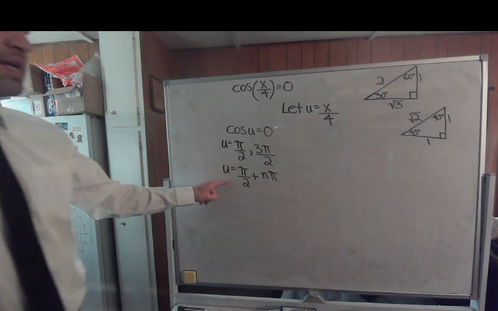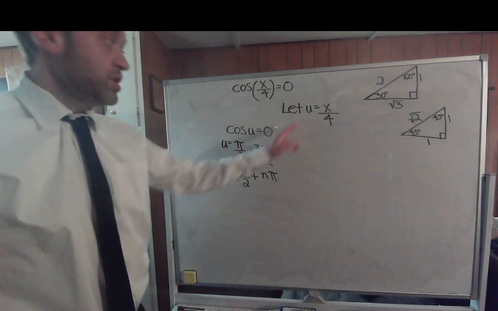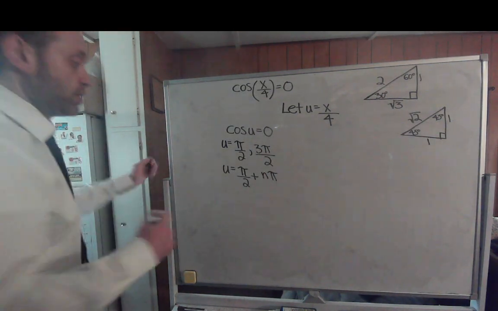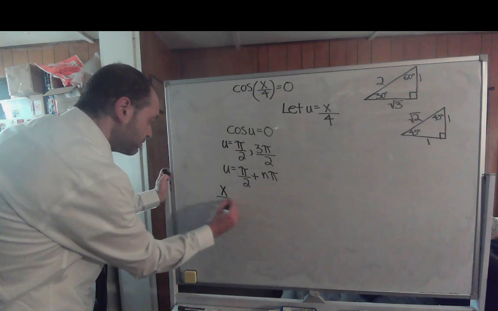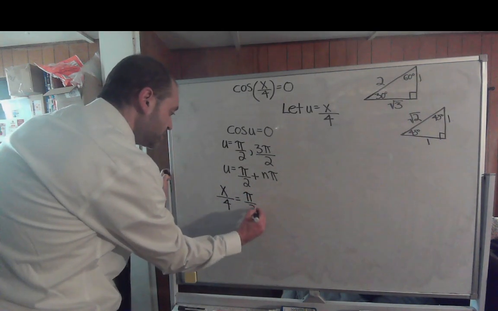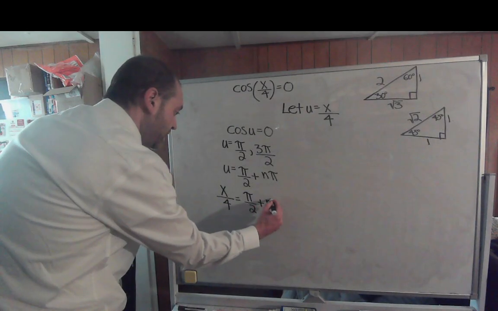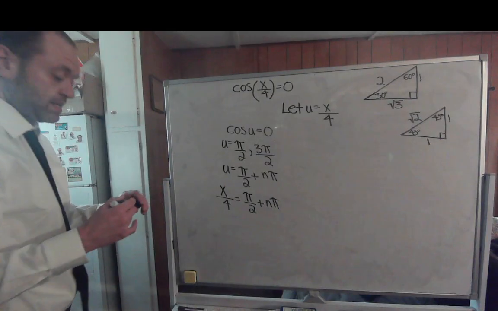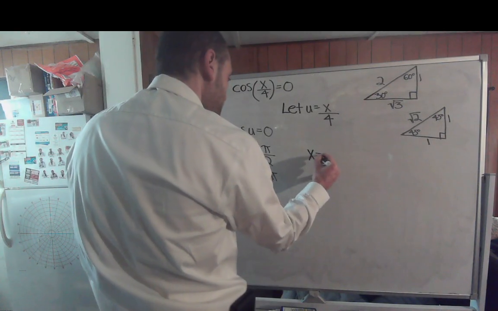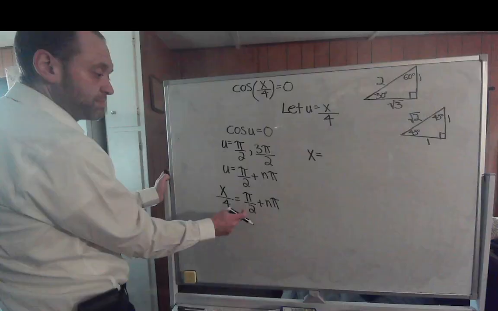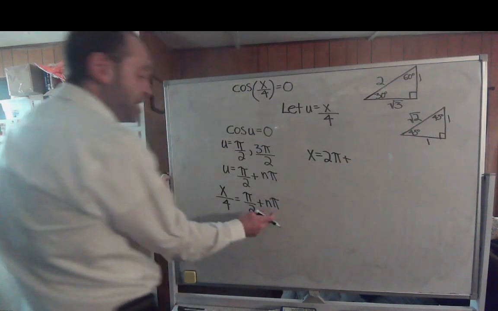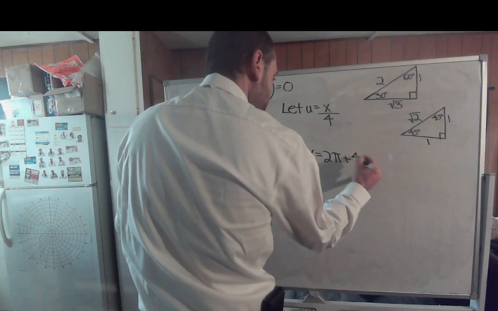We're still not done yet. Now you have to take your u, once you've got your general solution, and put in x over 4 for u. So this would mean that x over 4 would equal pi over 2 plus n pi. Alright, then we just solve for x, so multiply both sides by 4. You would end up getting that x would equal 4 times pi over 2, which would be 2 pi, plus that n pi multiplied by 4, that'd be plus 4n pi.